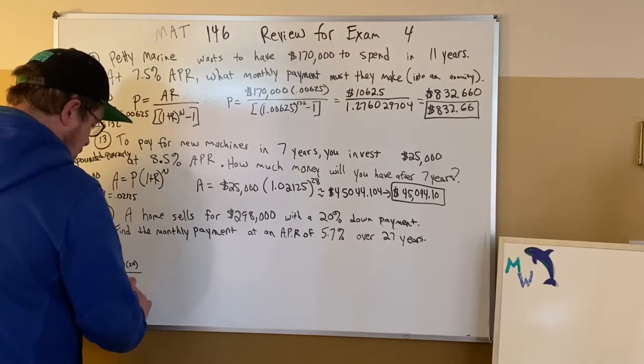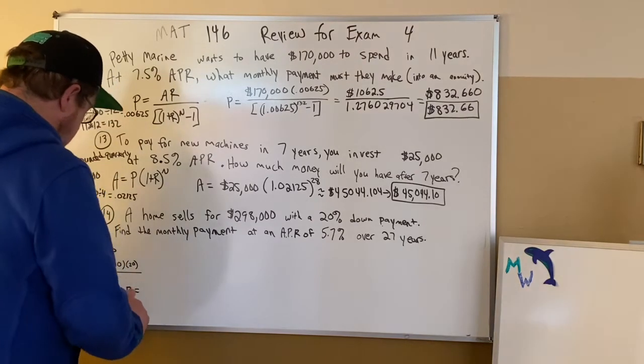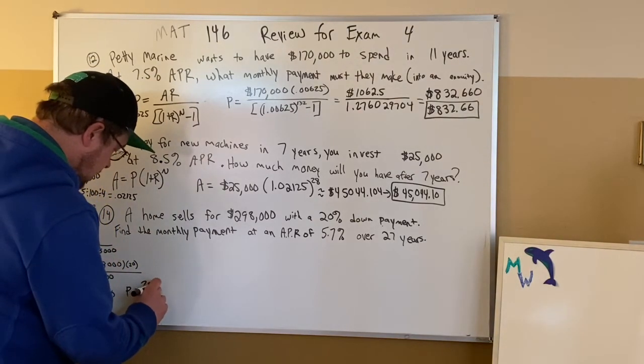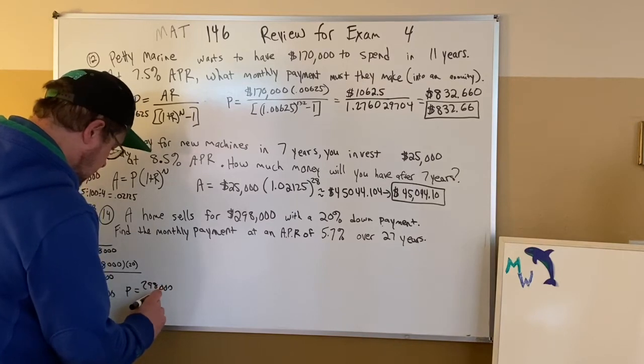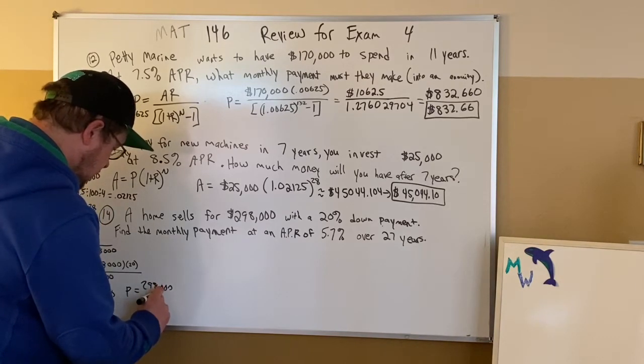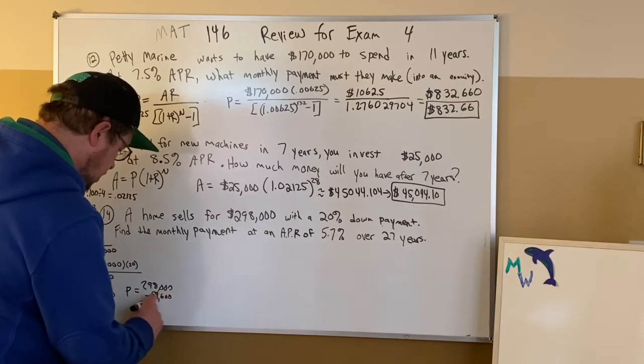So what we're going to borrow for principal is going to be the original $298,000 minus $59,600.